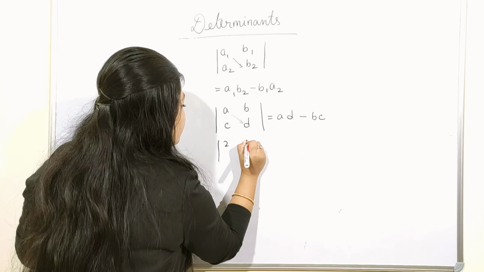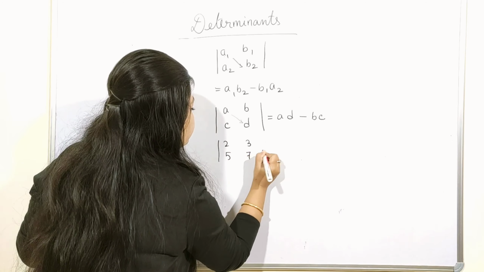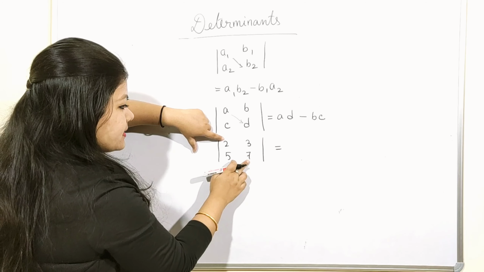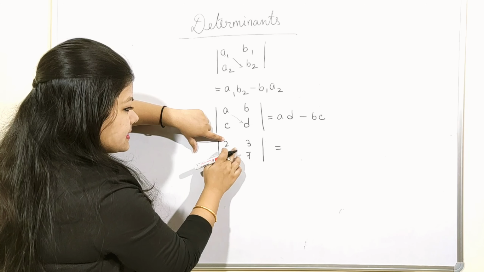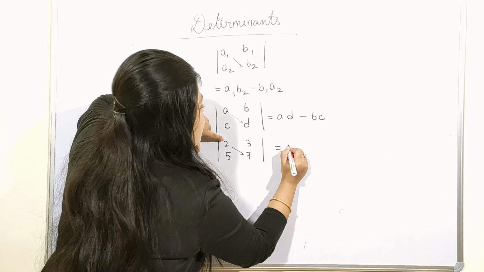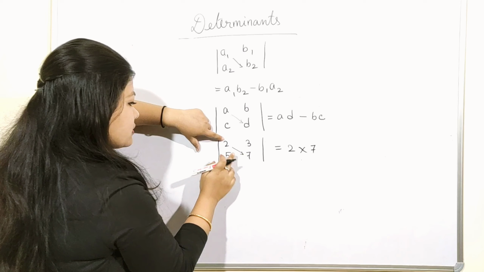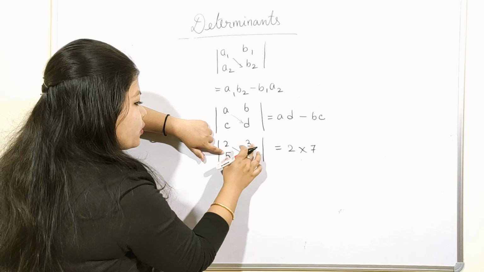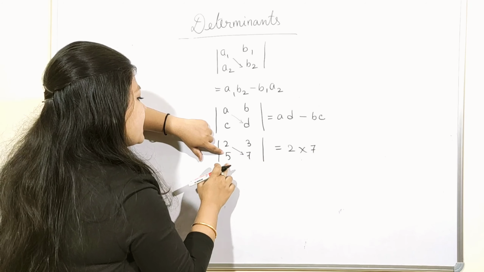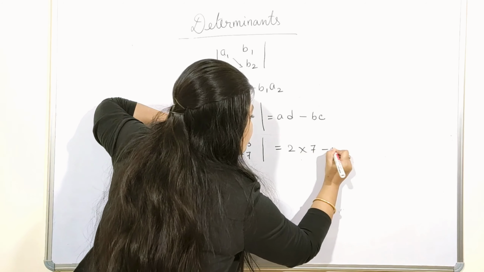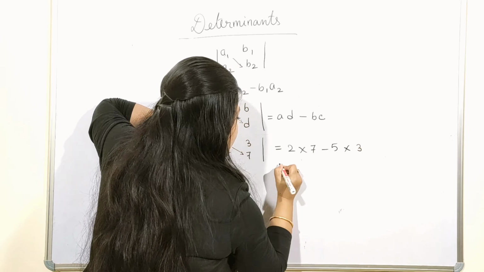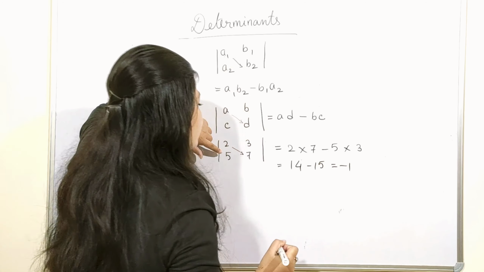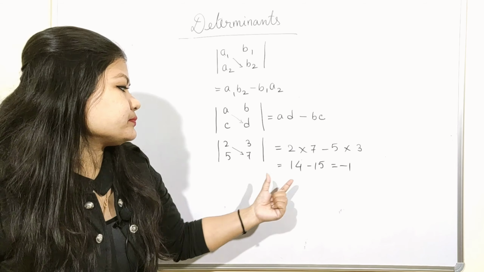Let us take some numbers. First element is 2 and the diagonally opposite element is 7. First take the product of these two numbers, then minus product of the remaining values. Remaining values are 5 and 3. So minus 5 into 3, 14 minus 15 equal to minus 1.